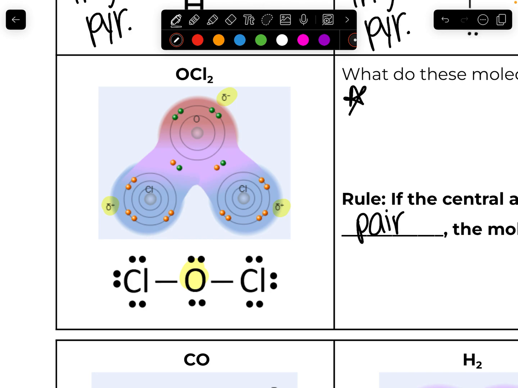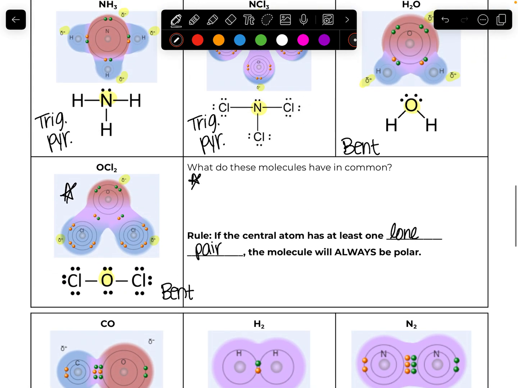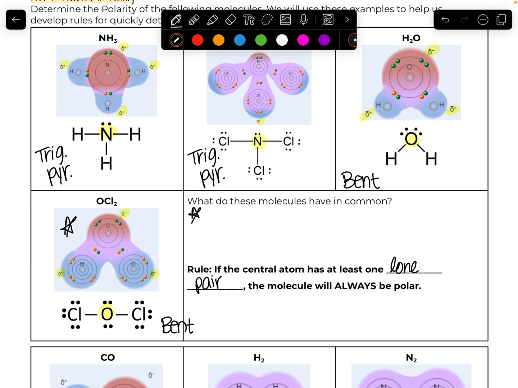OCl2. 2 bonds, 2 lone pairs. Not linear. This is bent. Don't fall into the trap. Remember that Lewis structures are 2-dimensional. They show you nothing about 3D geometry. So even though this thing looks linear on paper, it's not. 2 bonds, 2 lone pairs is going to look like this. Those lone pairs, those negative charges, are pushing down on those chlorines, repelling those electrons in the chlorine valence shells, causing this bent shape.